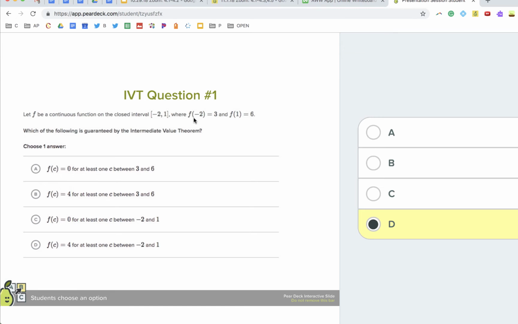We don't know that it's 0, and we know strictly between negative 2 and 1 that we must pass through some y value between 3 and 6. You see, the x value is between negative 2 and 1, and the y value must hit a y value between 3 and 6, which is D, our answer.